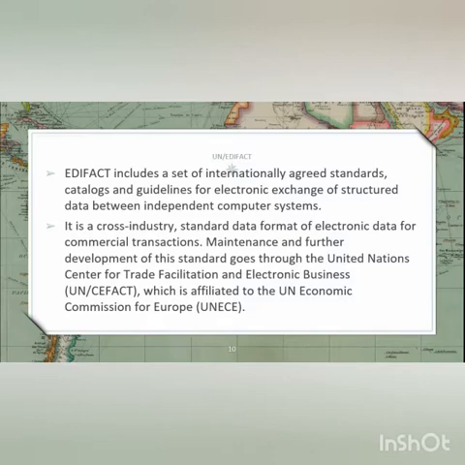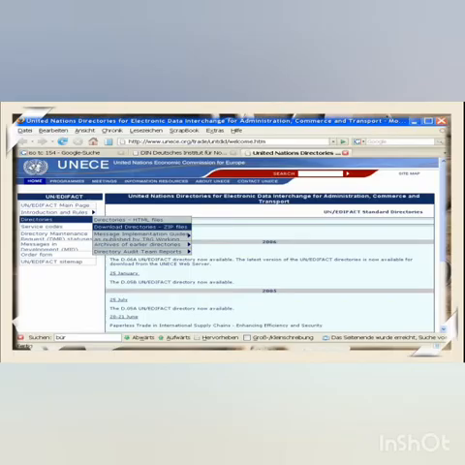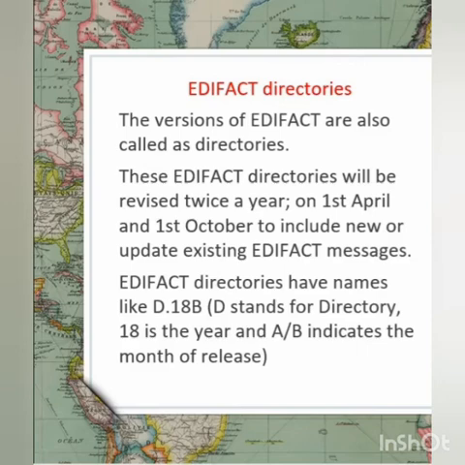Then maintenance and further development of these standards goes through the UN/CEFACT, that is the United Nations Centre for Trade Facilitation and Electronic Business, which is affiliated to the UNECE, that is the United Nations Economic Commission for Europe. You can see the United Nations Economic Commission for Europe. So this is the website of UNECE. Now we will move on to the next topic, that is EDIFACT directories.